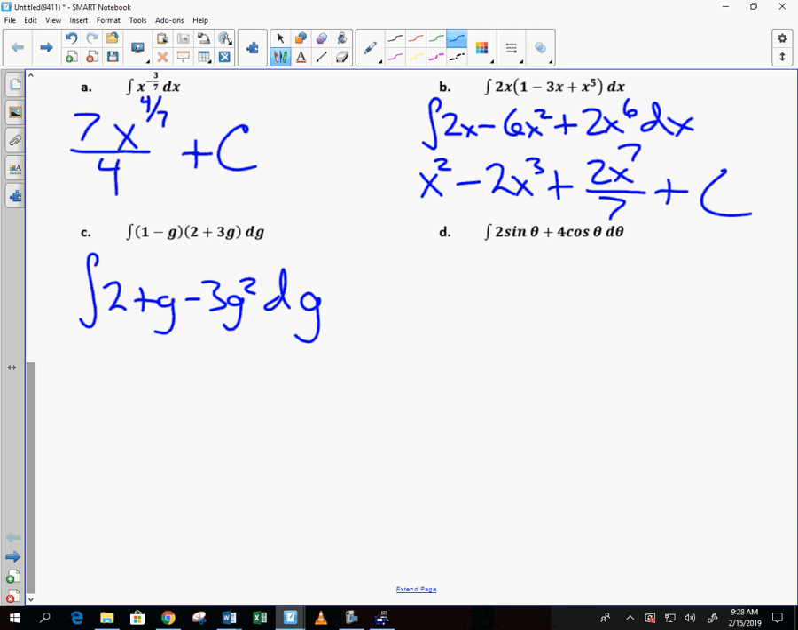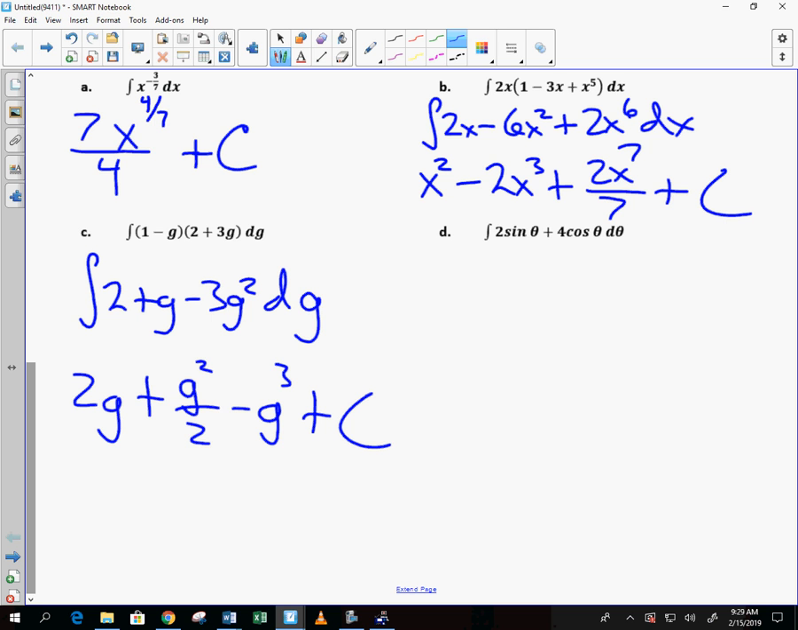Antiderivative of 2? 2g, very good. Antiderivative of g? Antiderivative of 3g squared. Plus a constant. I'll mark points off.